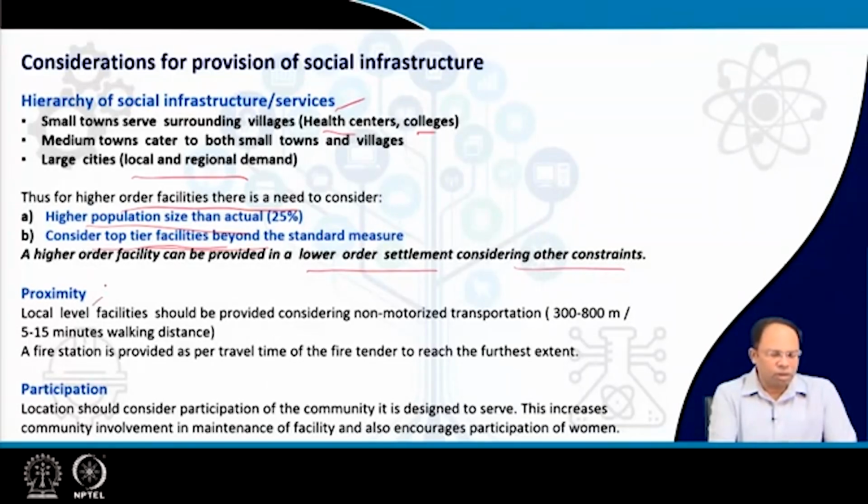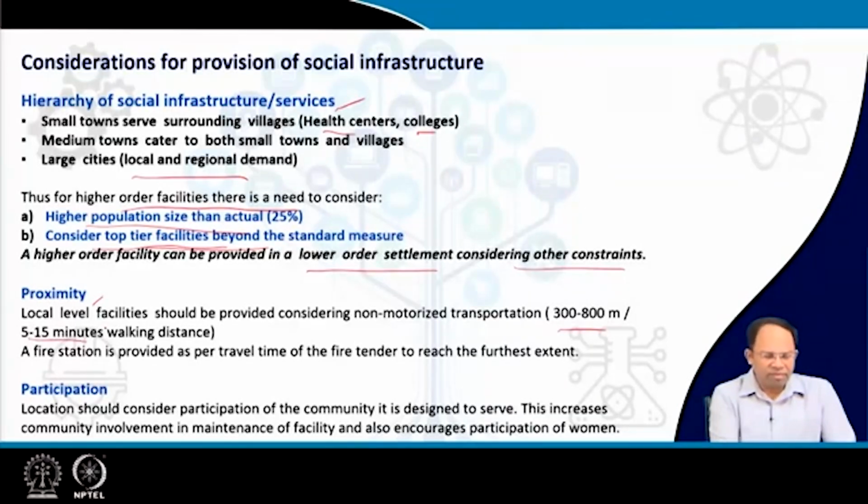Next is the property of proximity, which says that a local level facility should be provided considering people can walk to that facility. For example, if I want to provide a field or a sports facility, it should be within walkable distance, right? So accordingly, 300 to 800 meters or 5 to 15 minutes walking distance can be considered.